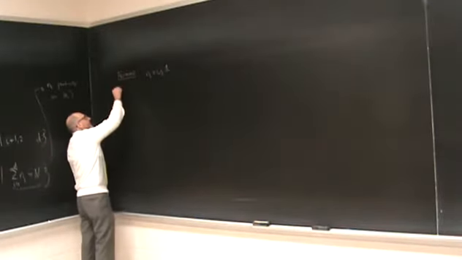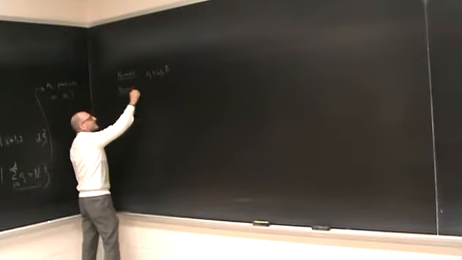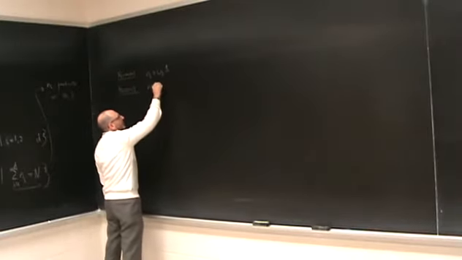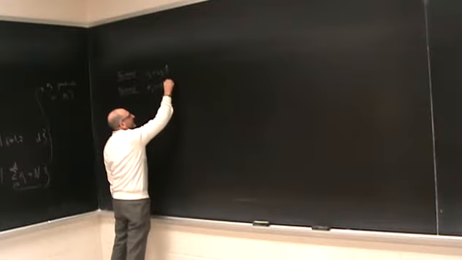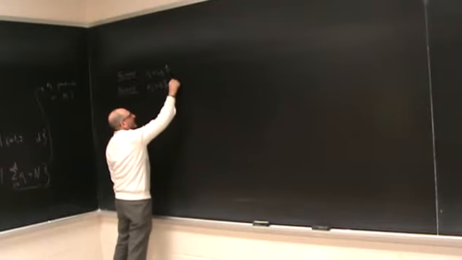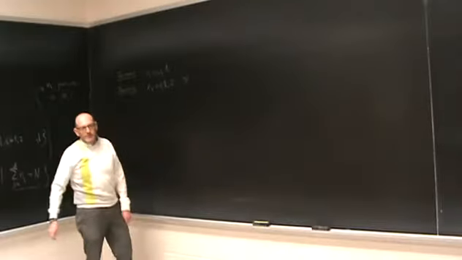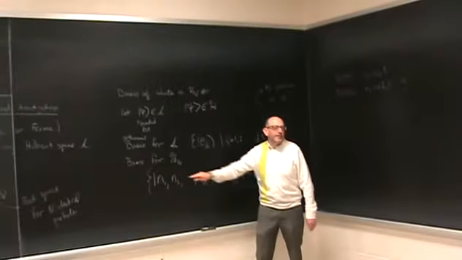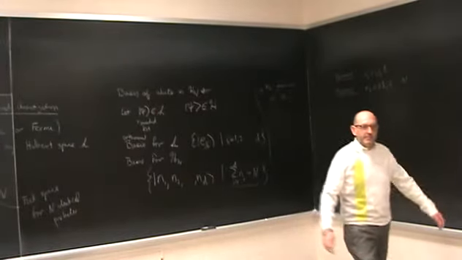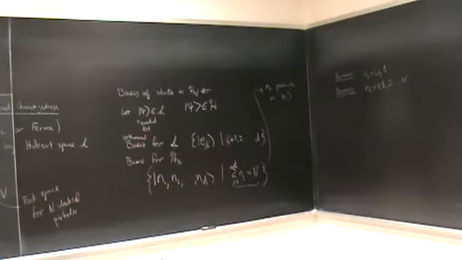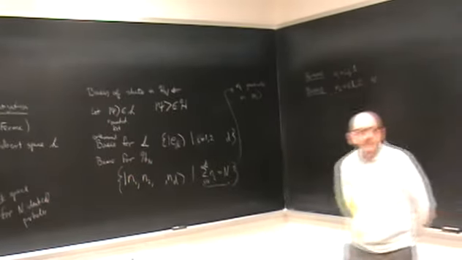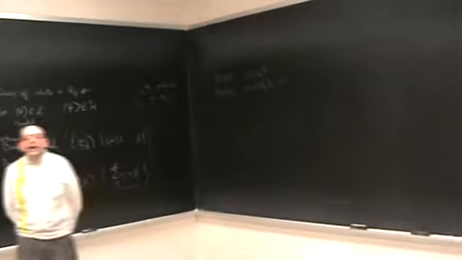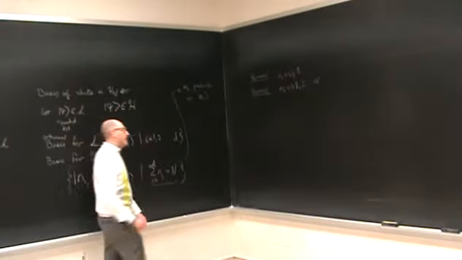For bosons, n sub I can be 0, 1, 2, all the way up to possibly N. I could have the state where all N particles are in state 1, and then there would be 0 in all the rest. Absolutely valid state for bosons. So now, given this fact, what is the dimension of this Hilbert space for bosons or fermions? Let's talk about fermions first.